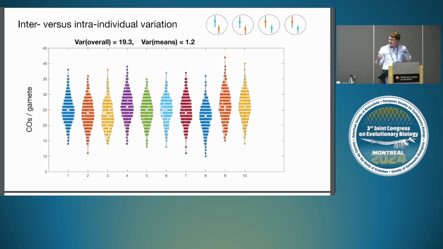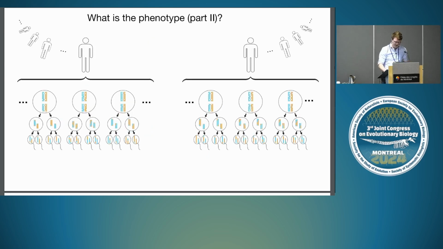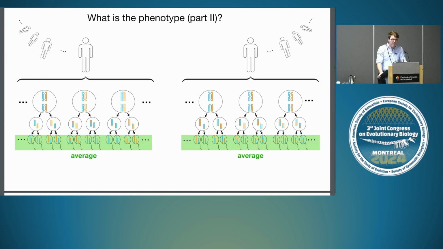Okay, so with this enormous intra-individual variation in mind, let's return to the question of what the phenotype is that we're interested in the heritability of. Here's a population of individuals, each producing many, many meiocytes, resulting in many, many gametes. One phenotype we could be interested in is the average number of crossovers among the gametes produced by an individual. That's a phenotype we can measure, and we can estimate its heritability.